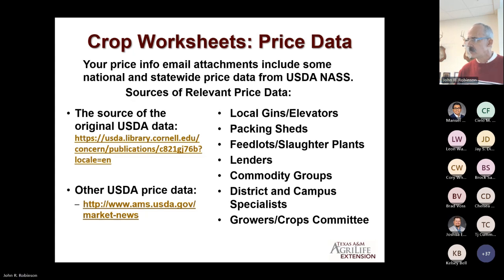Okay. Again, kind of what I would consider obvious authorities locally to give you prices of things if you can't find prices from any other source. Ag lenders are a good source of price data. If you're on good speaking terms with an ag lender, they know it. They keep track of it because they loan money against that sort of thing.